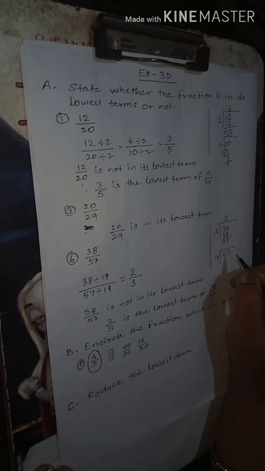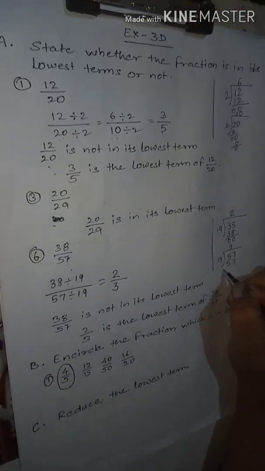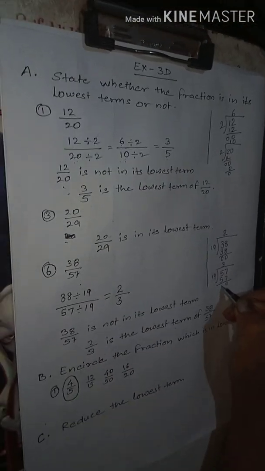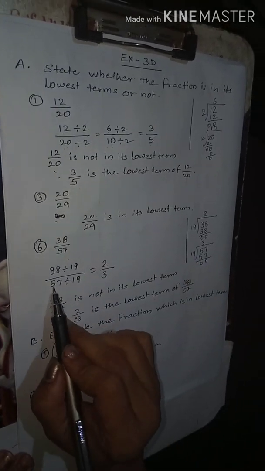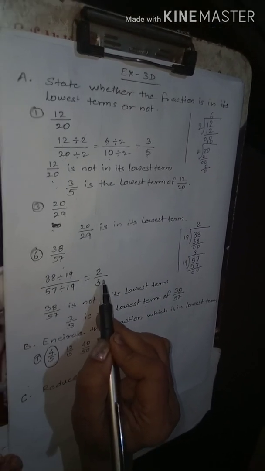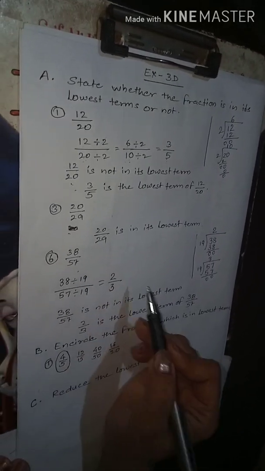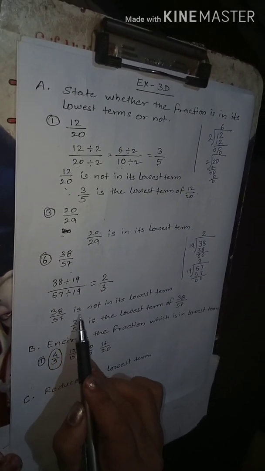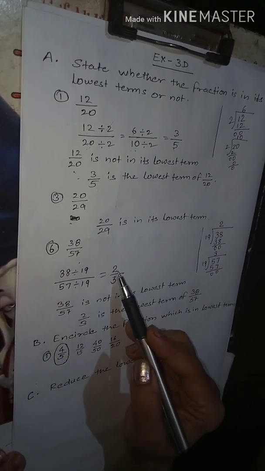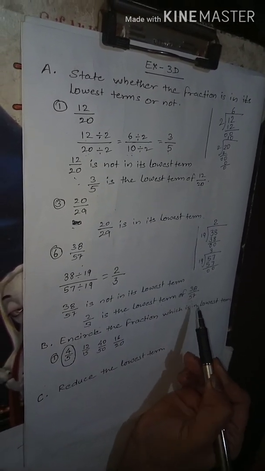19 ones are 19. 19 twos are 38. 19 threes are 57. So you must learn the multiplication table so that you can think and reduce. 19 threes are 57, and 57 divided by 19 equals 3. So we get 2 by 3. Again, there is no common number that can reduce 2 by 3 further. So 38 by 57 is not in its lowest term. Then what is the lowest term of 38 by 57? 2 by 3 is the lowest term of 38 by 57.